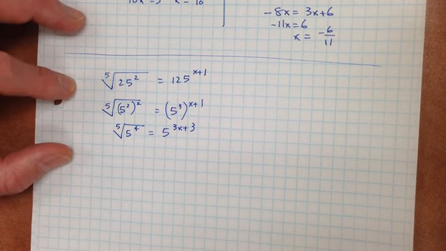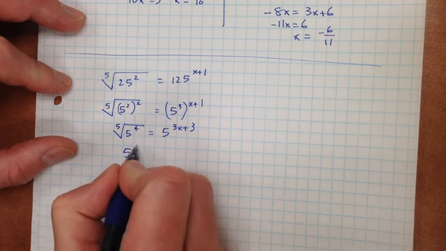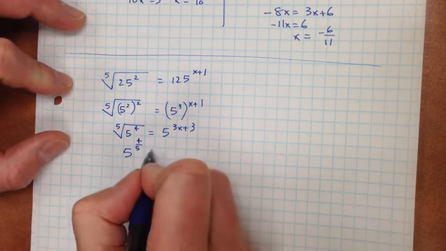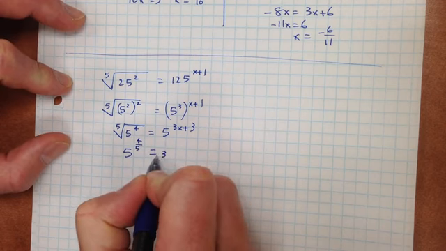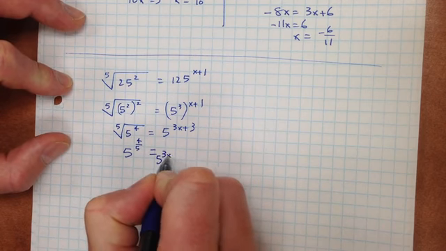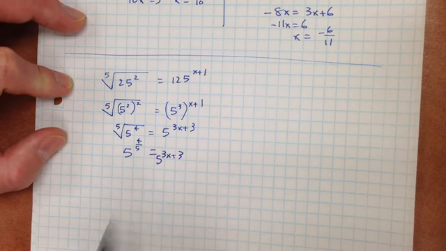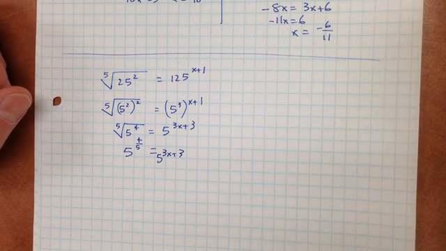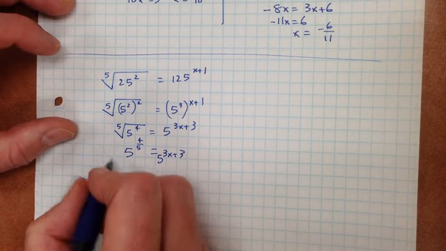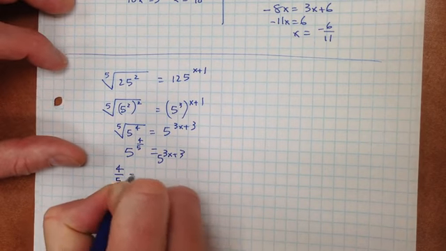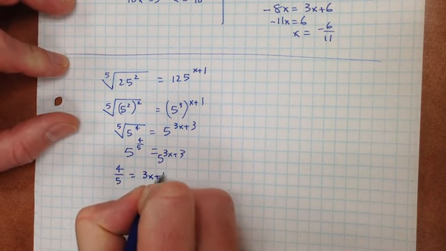Okay, a root is a fractional exponent, so it is 5 to the... exponents up top, numerator. The root you're taking downstairs, denominator. 5 to the 3x plus 3. Bases match of 5, so now we can set those exponents equal. So 4/5 equals 3x plus 3.